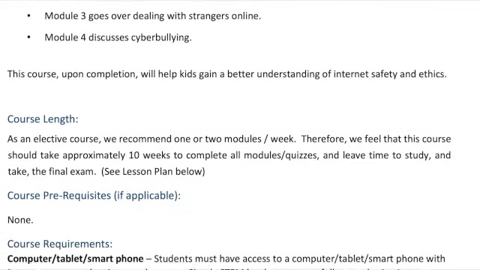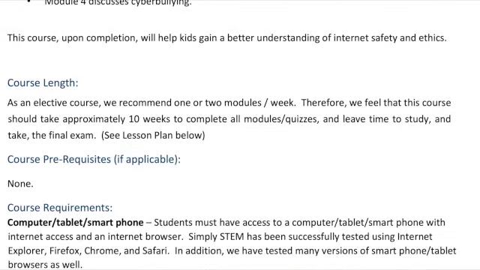It gives you an approximate course length, approximately 10 weeks, because they recommend 1 to 2 modules a week. And so they feel that this course should take approximately 10 weeks to complete all the modules and quizzes. But of course, in your homeschool, you can do things however you like. So if you wanted this internet safety course to cover the entire school year, you could totally spread it out. I mean, it's really up to you.